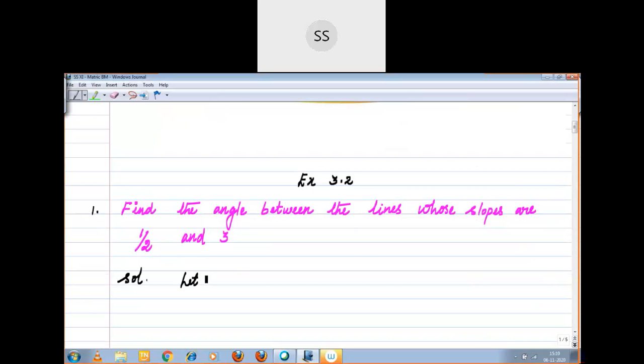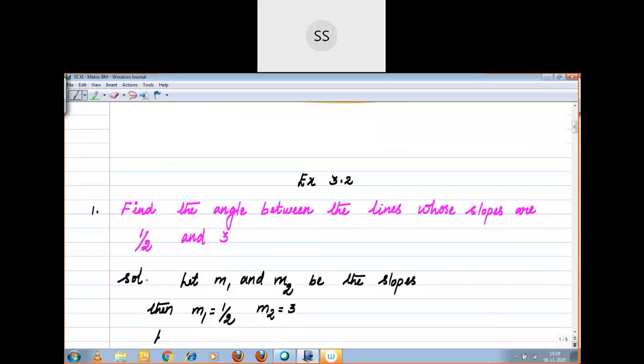Let M1 and M2 be the slopes. Then M1 equal to 1 by 2, M2 equal to 3. Two slopes are given as 1 by 2 and 3. That we consider M1 1 by 2, M2 equal to 3.